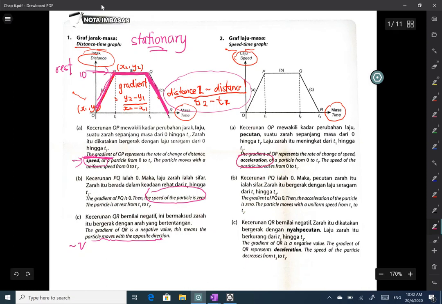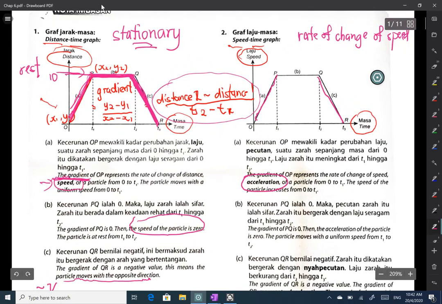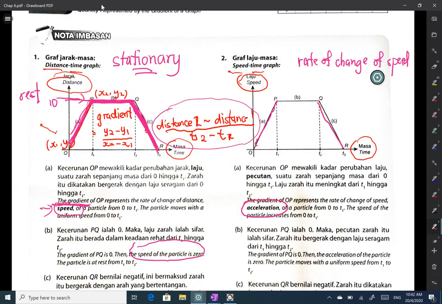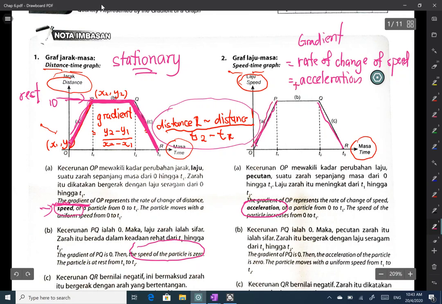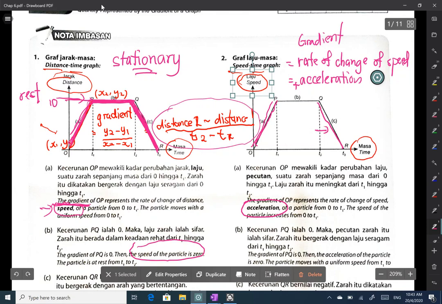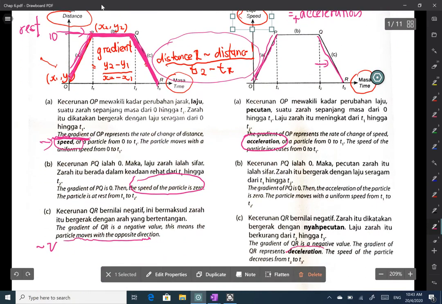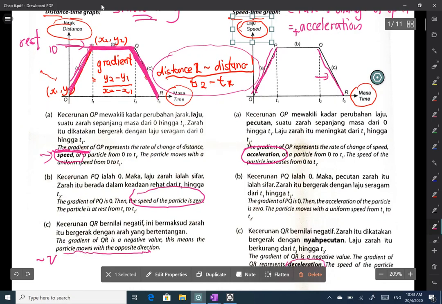For the speed time graph, the gradient of OP or QR, we call it acceleration. The gradient we are finding is the rate of change of speed. Okay, gradient is equal to our rate of change of speed, or we call it acceleration. Acceleration is positive, and when it is negative, we call it deceleration.